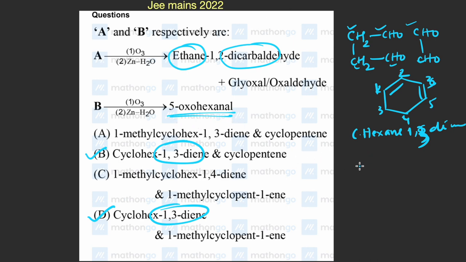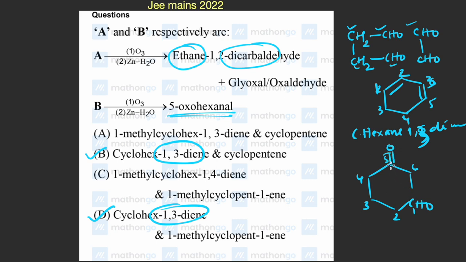5-oxohexanol. Hexanol has 6 carbons, so 1, 2, 3, 4. So this is hexanol, 1, 2, 3, 4, 5, 6. 6 carbons are in this way. So the 5th carbon has the oxo. So this has the oxo.